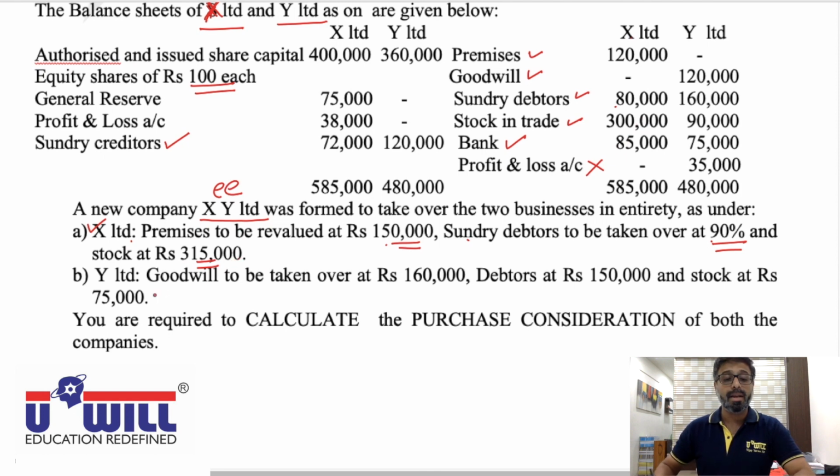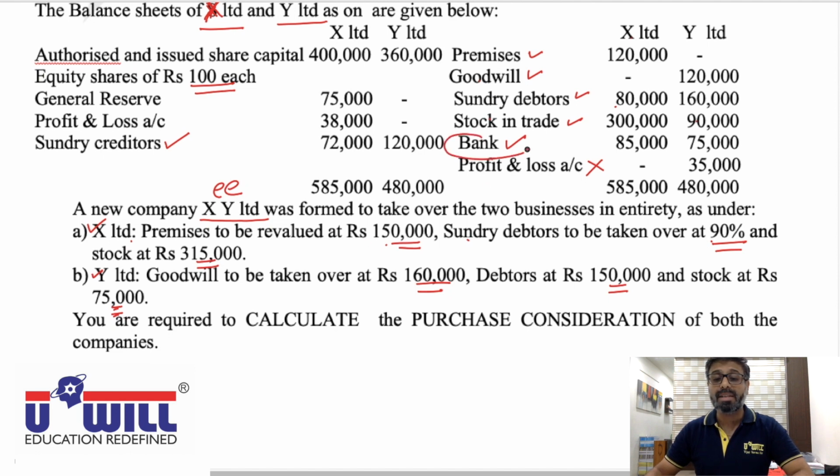Now Y Limited, goodwill to be taken over at 1,60,000. You can see in the balance sheet goodwill is 1,20,000, but its agreed value is 1,60,000. Debtors at 1,50,000. So again debtors are 1,60,000 for Y Limited in the balance sheet, but the agreed value is 1,50,000. And stock at rupees 75,000. Again in the balance sheet 90,000, but its agreed value is 75,000. You can see premises, goodwill, debtors, stocks, agreed values are given.